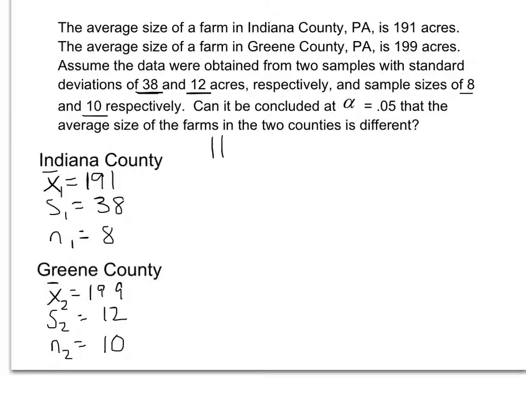But we're still going to set up our null and alternative the same way. In this case, my mu1, my Indiana County, is equal to the mu2, the size of the farm in Greene County. And they're focusing on just the idea, is it different? So my alternate hypothesis, mu1 is not equal to mu2.